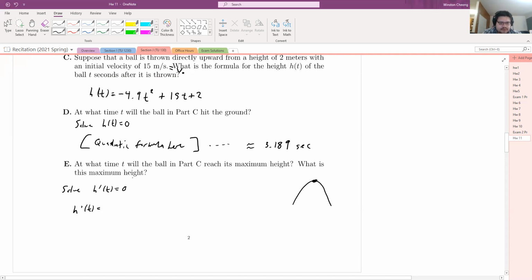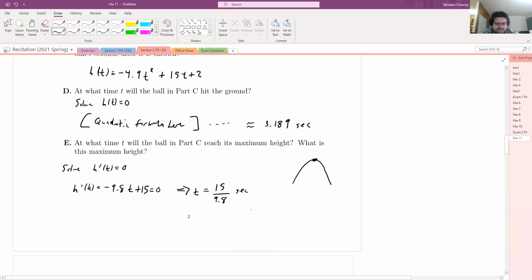H prime of t is, well, I'm going to take the function and just take its derivative. So negative 9.8 t plus 15. I set that equal to 0 and solve. That's going to give me that t is equal to 15 over 9.8. That looks like there's a decimal, but there isn't. 15 divided by 9.8, and unfortunately that doesn't really simplify; the fraction sort of stays that bad. Okay, so that answers the first half.